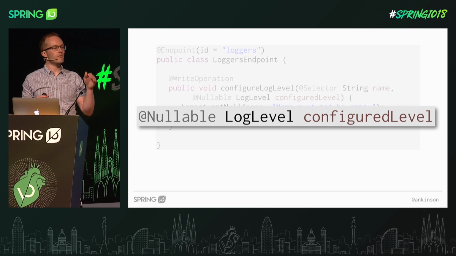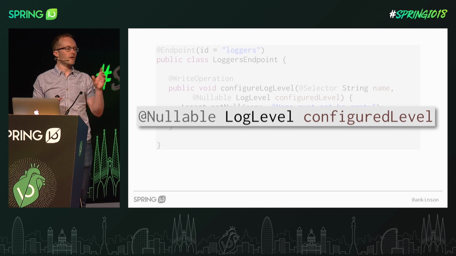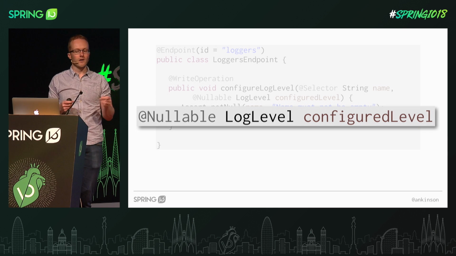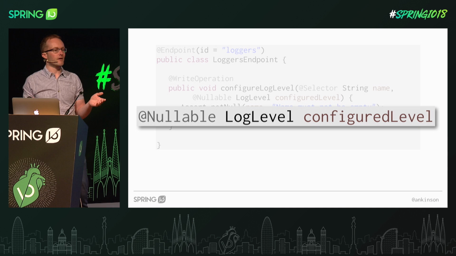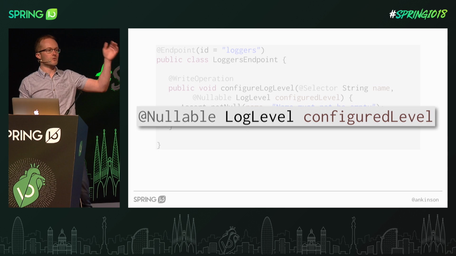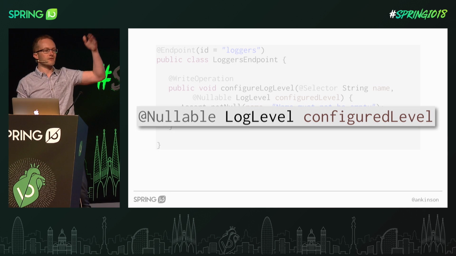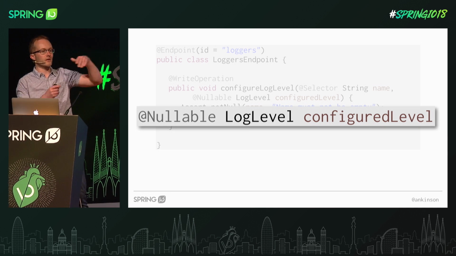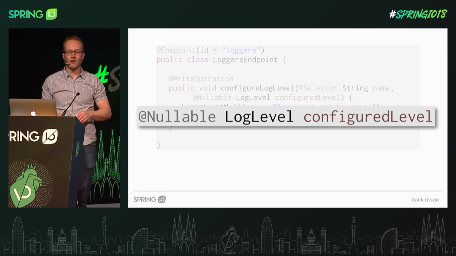If you want to remove the configuration of a log level for a particular logger, you can call this endpoint without passing a level at all. And that basically says to the underlying logging framework, just clear out that configuration and then use whatever level is being inherited from either the root logger or one higher up in the hierarchy of loggers.